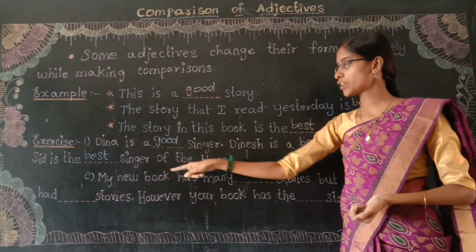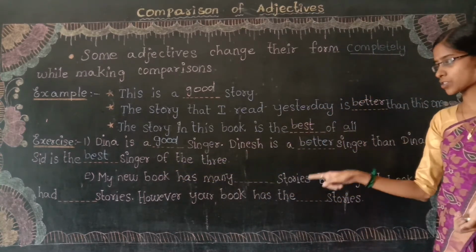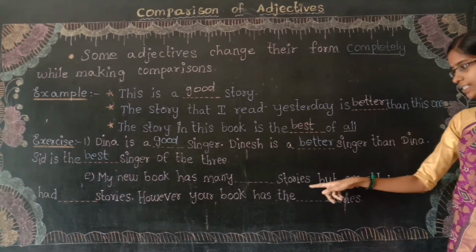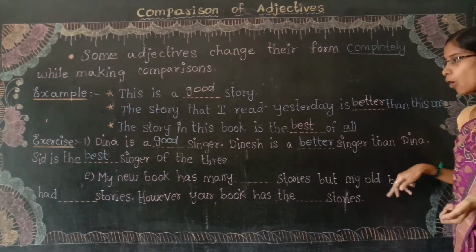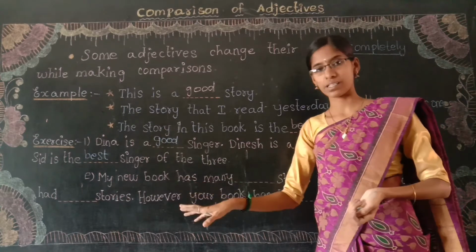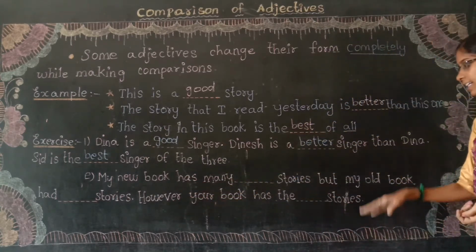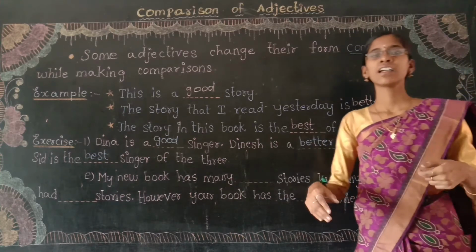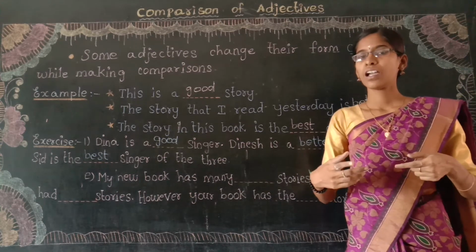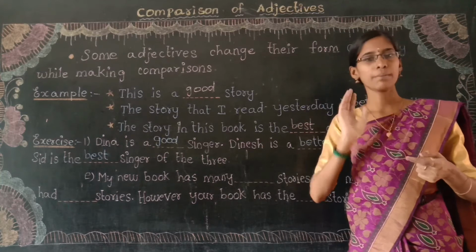See here, my new book has many dash stories. This is a sentence. But my old book had dash stories. This is another sentence. However, your book has the dash stories. Again, here you have to fill in good, better and best.